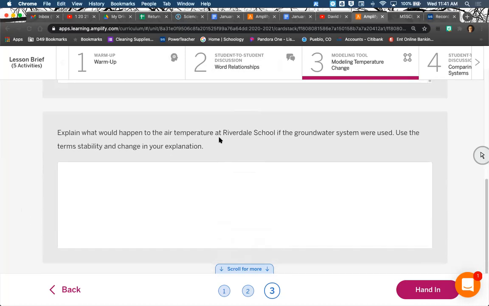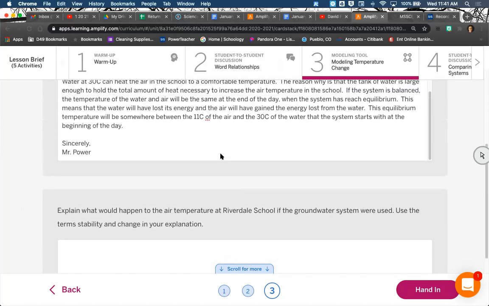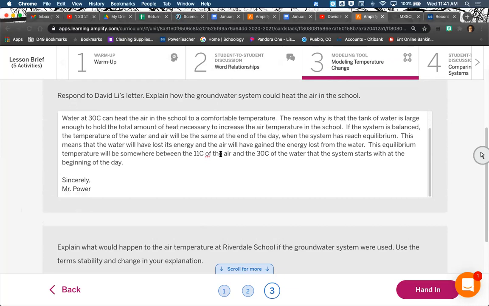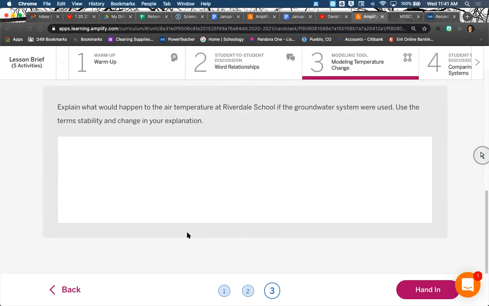Explain what would happen to the air temperature at Riverdale School if the groundwater system would use the term stability and change in your explanation. Well, I think this is kind of it, isn't it? How the groundwater system could heat the air in the school. So let's use stability and change in our paragraph, and then we'll use the same answer in both. Okay, can't beat that.